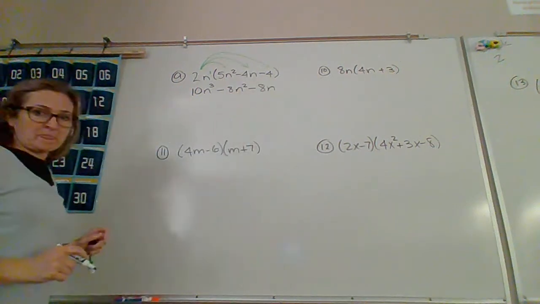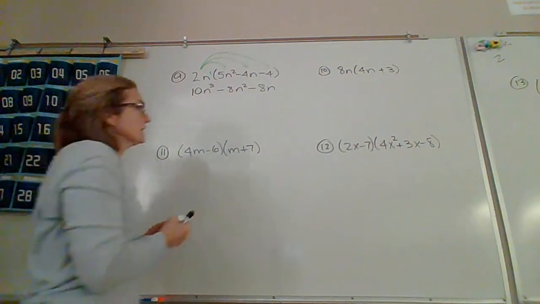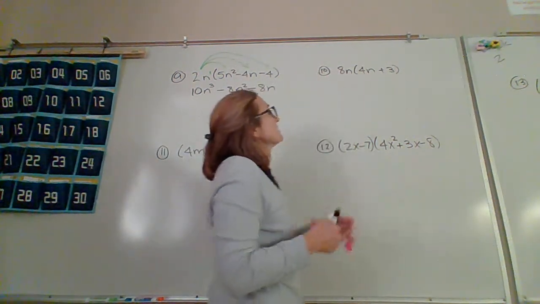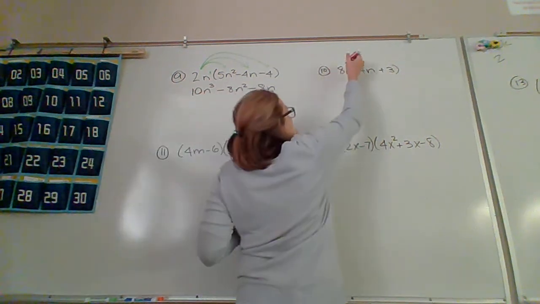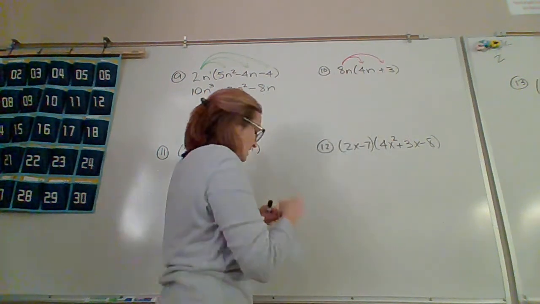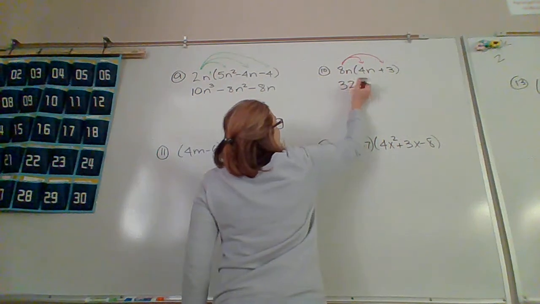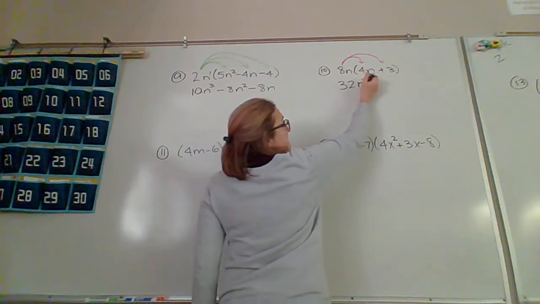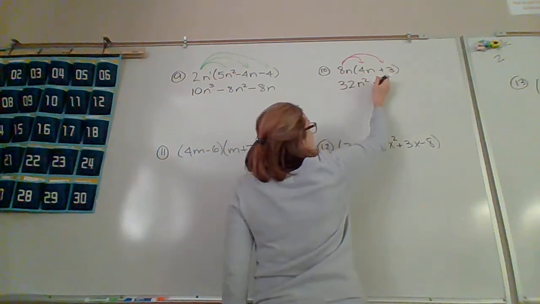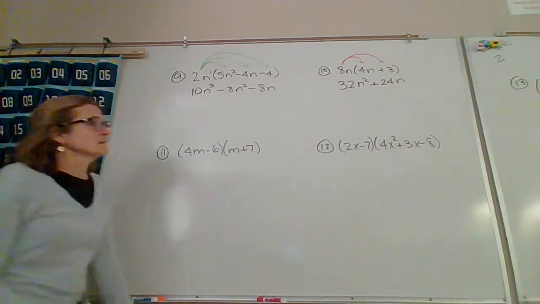All right, let's move on to number 10. And number 10, again, it's a monomial, one term, times, this time it's a binomial. All right, so the story is the same. We just distribute and distribute again. All right, so 8 times 4 is 32, and n times n is n squared, and 8n times 3, well, you multiply your 8 times the 3, and that gives us 24, and then n.